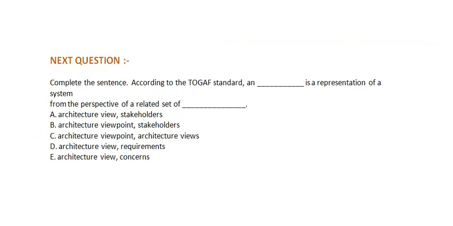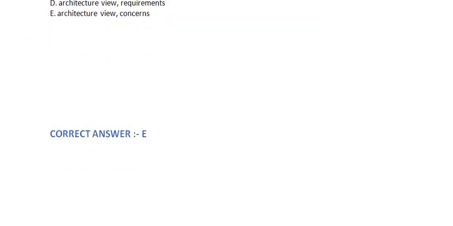Next question is, complete the sentence. According to the TOGAF standard, an architecture viewpoint is a representation of a system from the perspective of a related set of option A, architecture view and stakeholders. Option B, architecture viewpoint and stakeholders. Option C, architecture viewpoint and architecture views. Option D, architecture view and requirements. And option E, architecture view and concerns. The correct answer is option E.